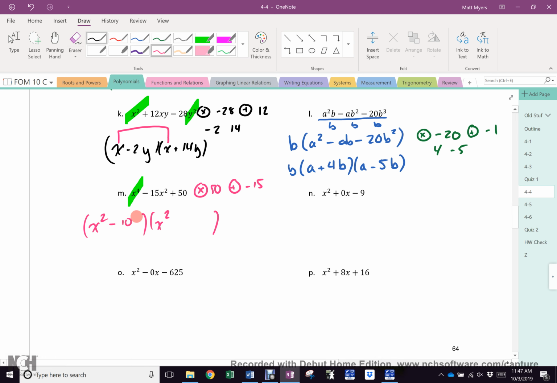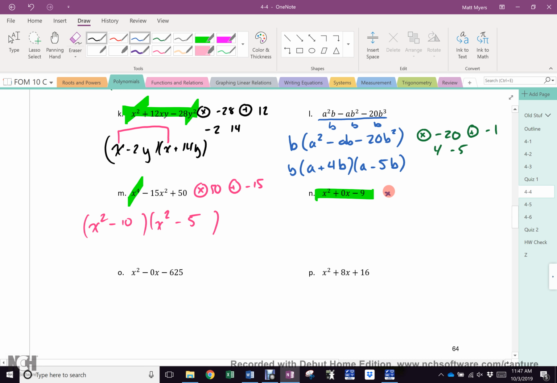Negative 10 and negative 5. And then I'm done. Yeah? Now, n is written very weirdly, because in the real world would I ever write plus 0x? I would never write that, right? But it's there for a reason, because that makes this look just like that, right? So since they look the same, we could apply the same principle, right?